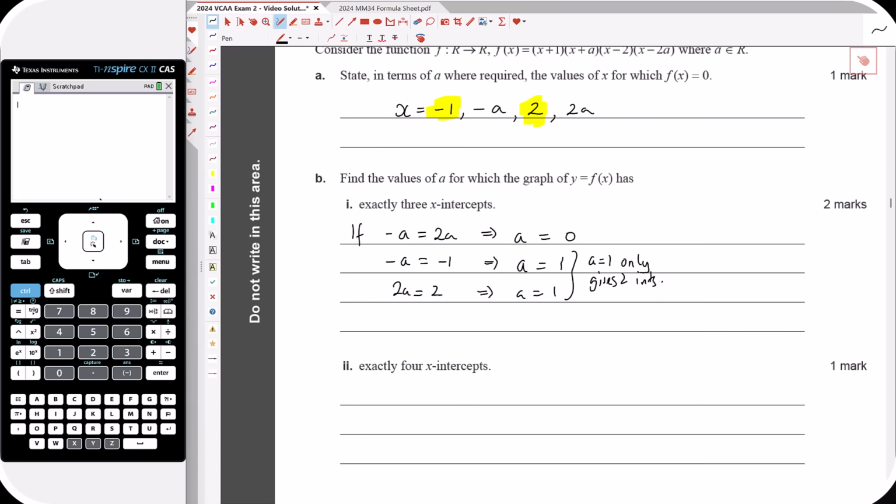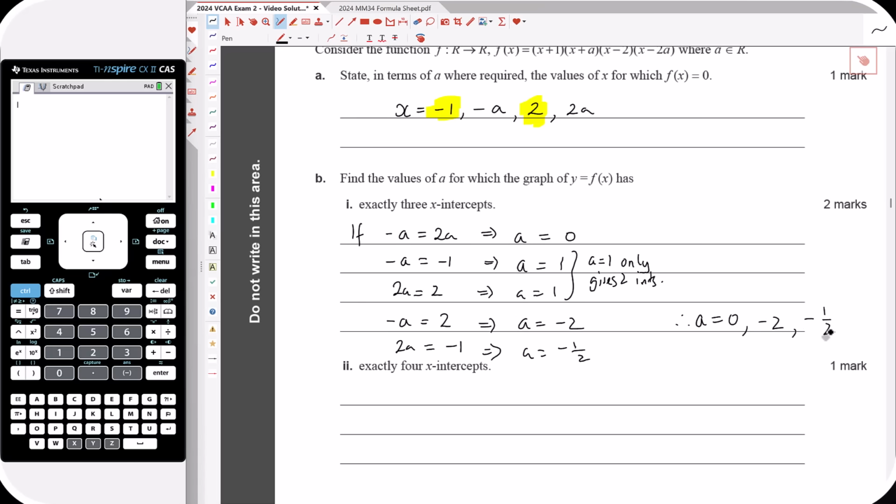So we also need to think about if -a were to equal 2. So that would be a equals -2. So if we had that, our intercepts would be -1, 2, 2, and -4. So yes, we'd have 3 intercepts. Then we also need to think about if 2a equals -1. So that would be a equals -1/2. So if that happened, we would have intercepts at -1, -1/2, 2, and -1. So therefore we get another doubler. So in summary, we've got 3 possible values that would give us 3 x-intercepts: a equals 0, -2, or -1/2.